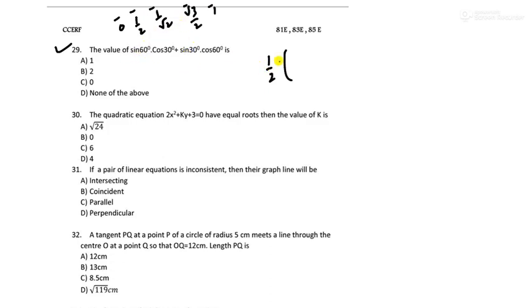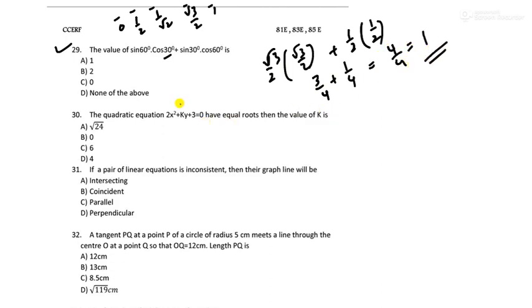So sine 60 is root 3 by 2. And cos 30 is also, you have to go in reverse, root 3 by 2. Both of them are the same. Plus sine 30 is 1 by 2 and cos 60 is 1 by 2. Okay, so this will get cancelled. Here you will get 3 by 4 plus 1 by 4. So 4 by 4, which is equal to 1. So answer is A.